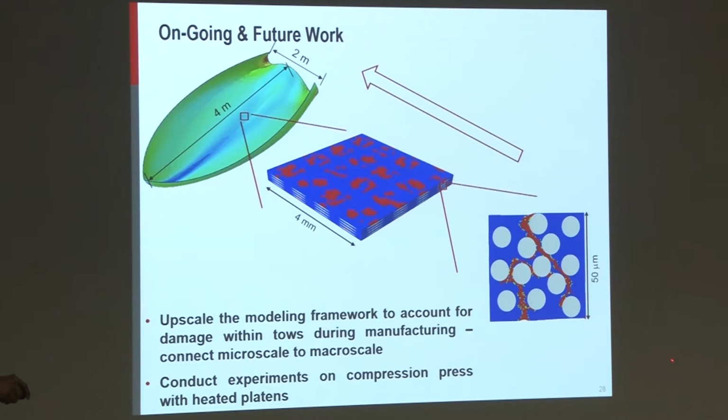So far, we have completed our work at this scale, and we are incorporating the extent of damage into our mesoscale model. By determining the response of the material at this scale, we would finally determine the variation of mechanical properties at different regions of a large structure. So that's our goal, and we are working towards that now. And of course, we want to do some actual compression tests using a compression press with heated platens to understand the influence of compaction and temperature in real systems.